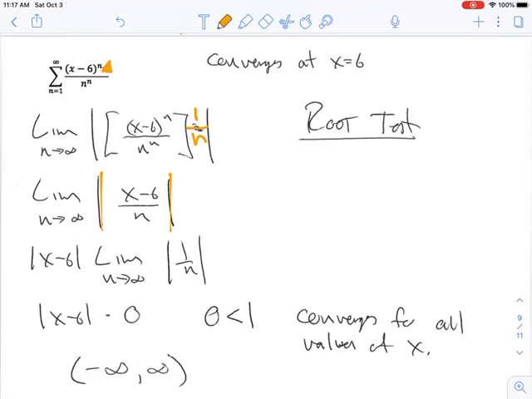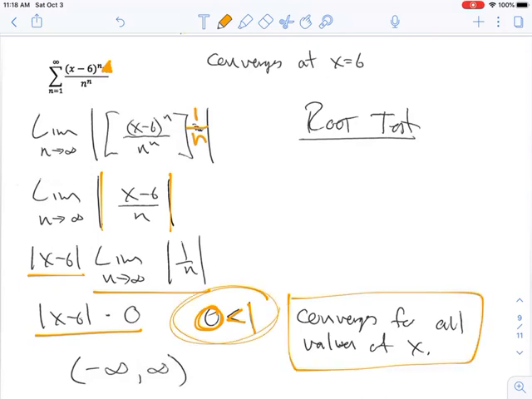Once again, we bring out the part with the variable in it, the absolute value of x minus 6, times the limit as n approaches infinity of the absolute value of 1 over n. And that, of course, is going to approach 0. So we have the absolute value of x minus 6 times 0, which is 0. 0 is always less than 1, and so it converges for all values of x, because this is always true, and our interval of convergence is from negative infinity to positive infinity.